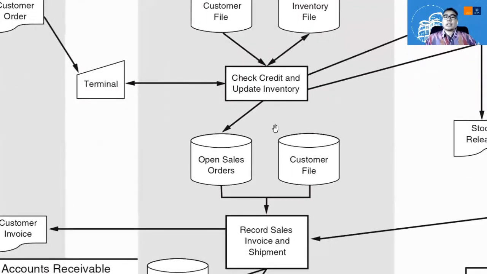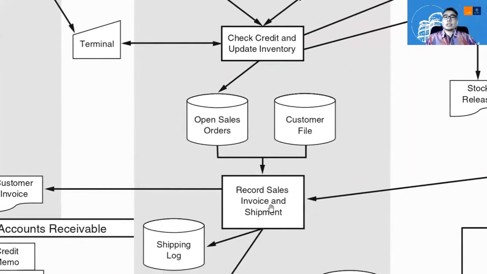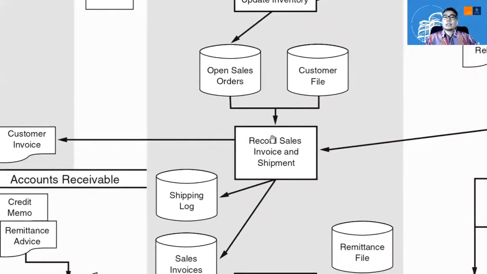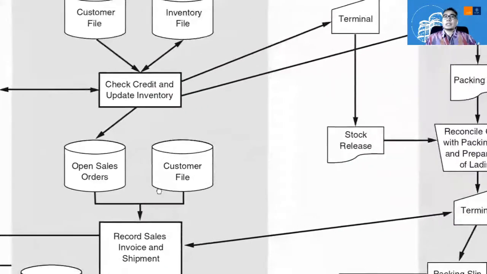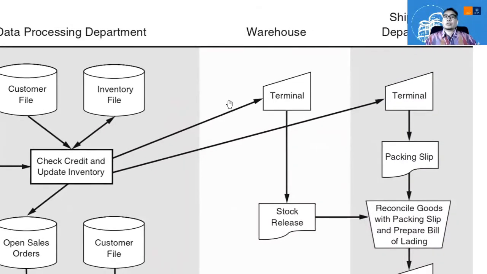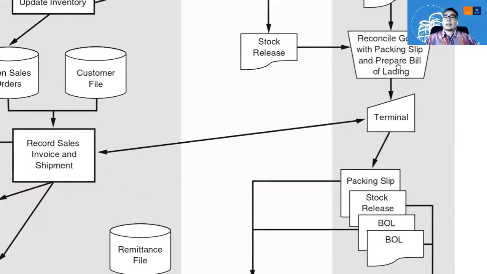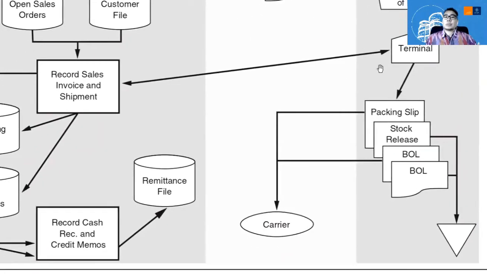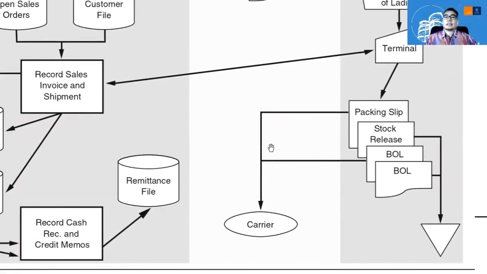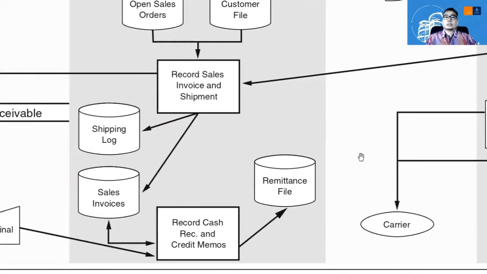If it's finished, then it will be an open sales order in here. When it's recorded, we can directly input to the warehouse and the shipping department, waiting for stock to be released, and then reconcile with the packing slip, and then update to the courier so that they can send the goods to the customers.